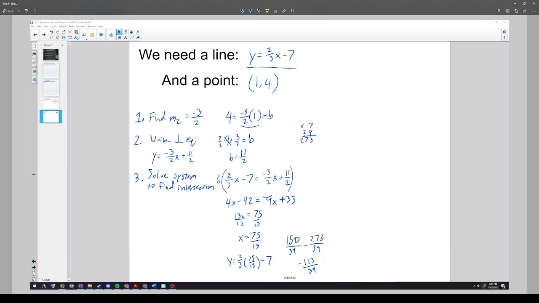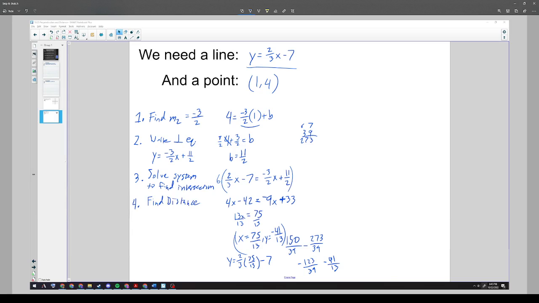So I'm going to divide the top and bottom by 3 and get negative 41 over 13, and that's going to be my matching y value that goes with that x value. So we now have our point of intersection. Usually it'll be a little easier than that. I won't pick numbers that are quite that difficult, but it's reasonable for you to be able to work with these fractions. Okay, so we found the intersection, and then final step 4 is find the distance.